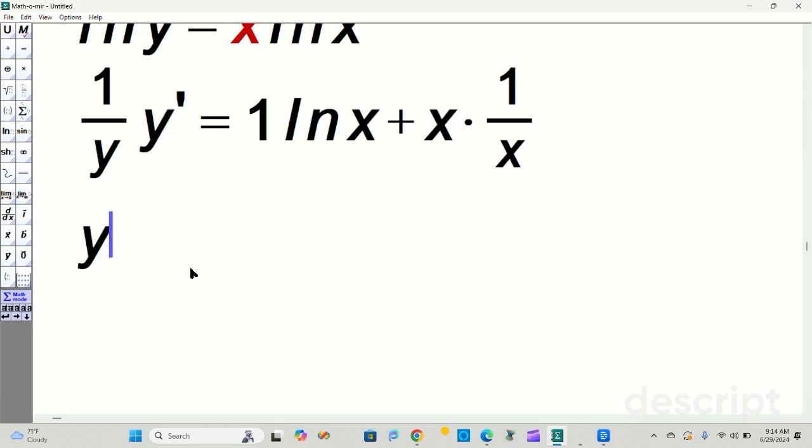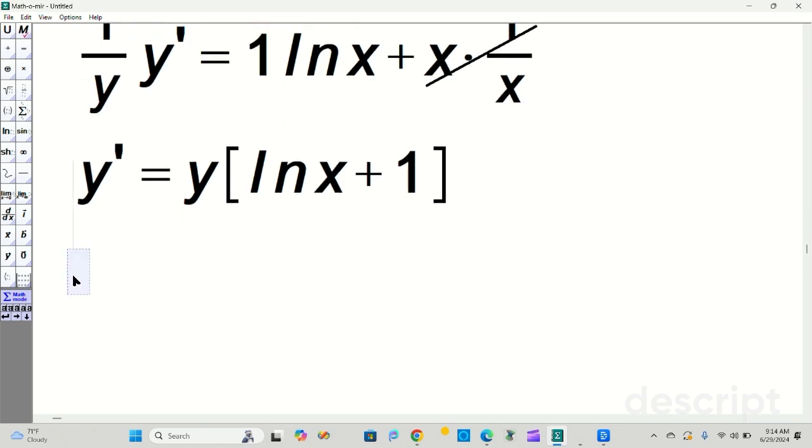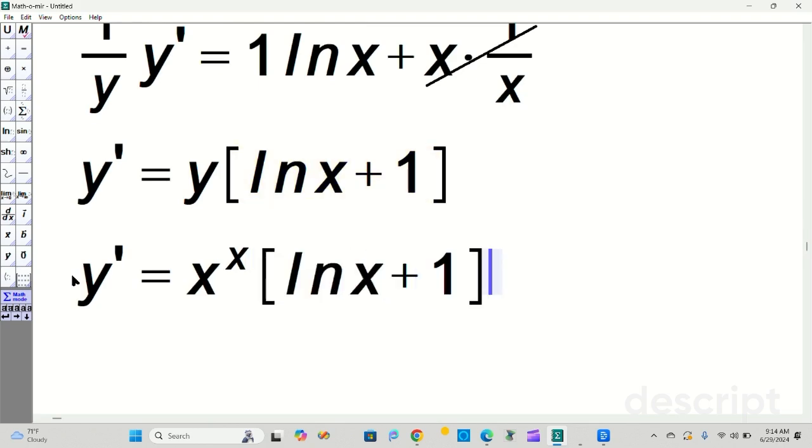So it's going to be y prime equals y multiplying ln x plus 1. This over here, again, just to emphasize, is canceling to make a 1. So you're going to have y prime equals, and y was equal to x to the x, times ln x plus 1. So you get the same results, slightly different looking approaches.